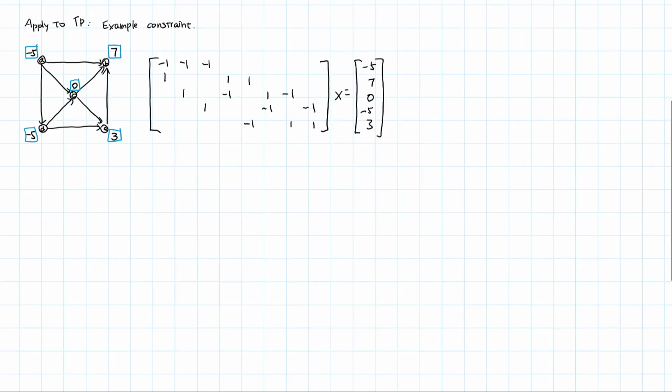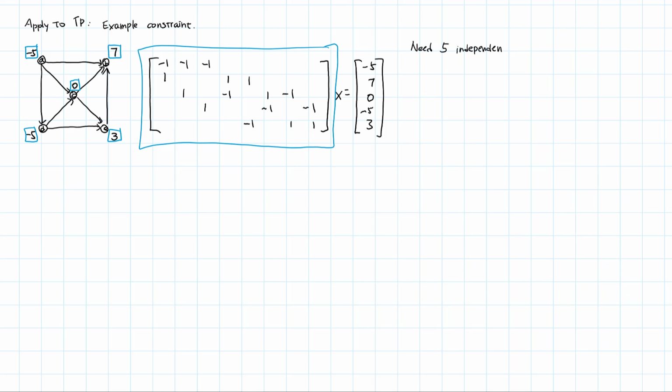Now let's see how this applies to the LP for the transshipment problem. Here is the example from previous lectures. I have written down the constraints here. I removed the arc costs because they are not relevant here. So let's focus on the incidence matrix that is on the left-hand side. To find the basis, I need to have 5 independent columns because there are 5 rows. Now, spoiler alert, you won't be able to find 5 linearly independent columns in this matrix.